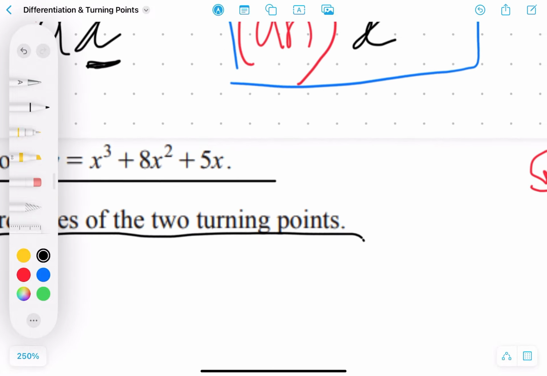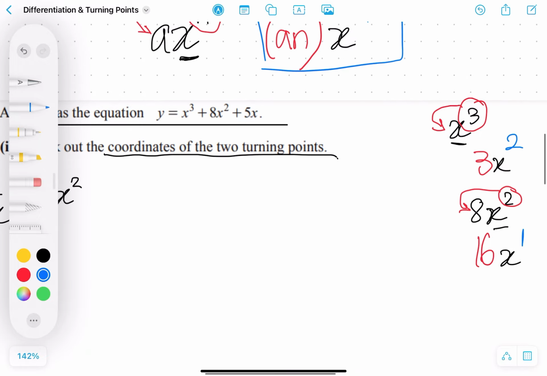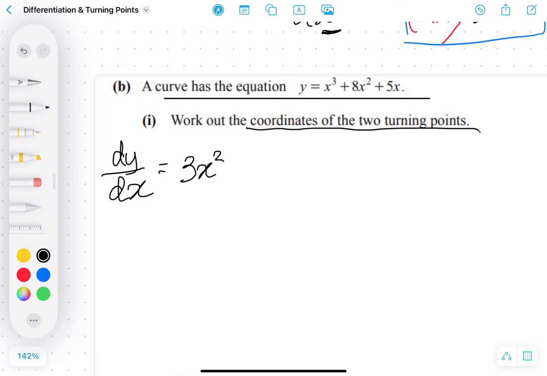Now we do this for the second term, which is 8x squared. The same thing here, we take this power of 2, multiply it by the 8, which is 16, and keep the x the same, and then reduce the power of 2 by 1, which is 2 minus 1, which is 1. So 16x to the power of 1, which is going to be rewritten as 16x. So plus 16x.